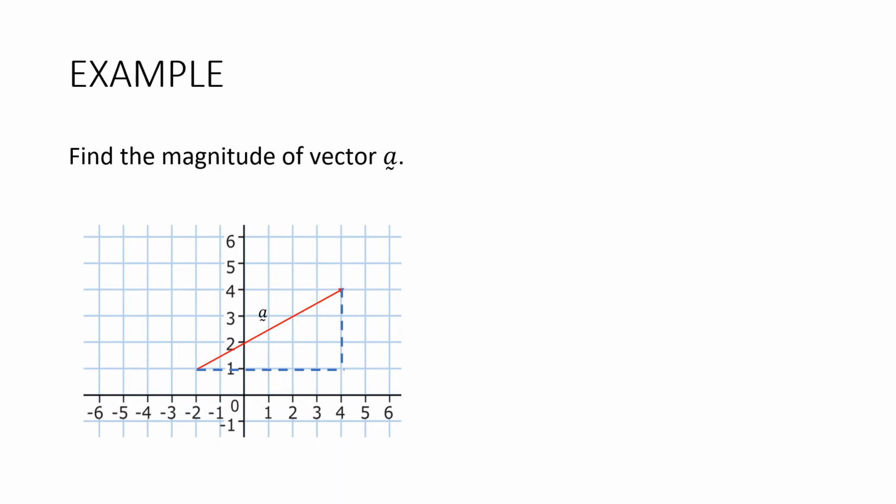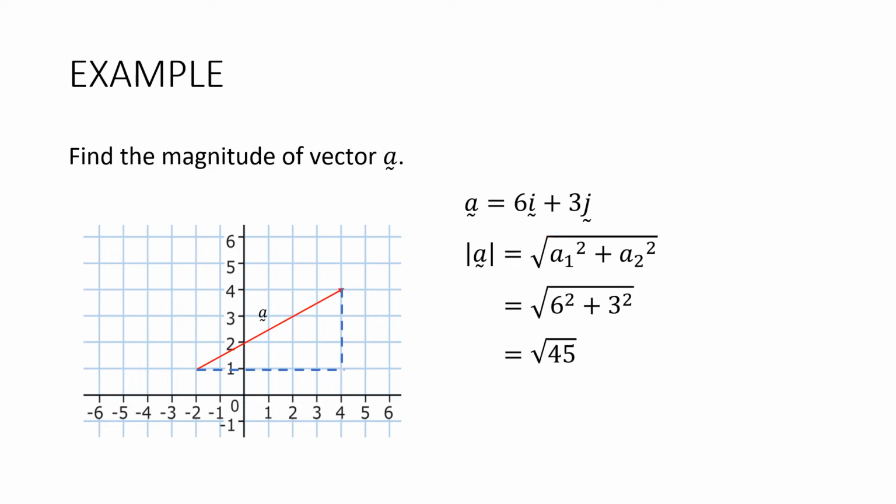So let's find the magnitude of this vector. Now we know that vector A is 6i plus 3j, and so the magnitude will be the square root of 6 squared plus 3 squared, which is the square root of 45 or 3 root 5.